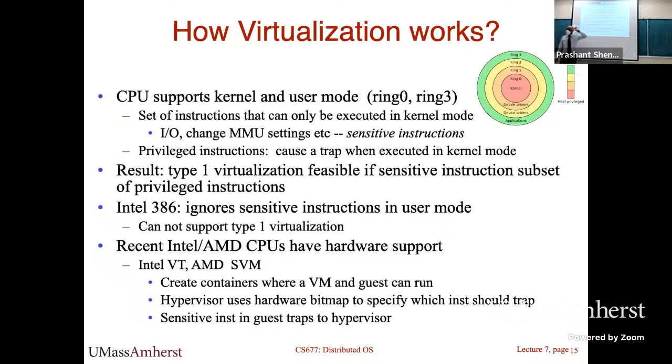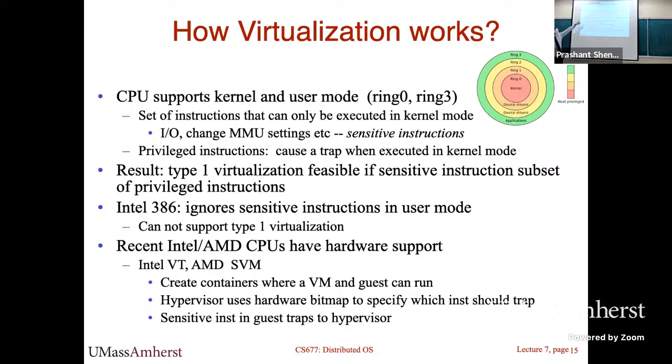And then there is this famous result that says you can implement a type 1 hypervisor on a processor only if the following condition is true. The condition says that type 1 virtualization is feasible if the sensitive instructions are a subset of privileged instructions. That means all sensitive instructions are also the ones that cause a trap. We'll see why this is the case, but first try to understand what it means.